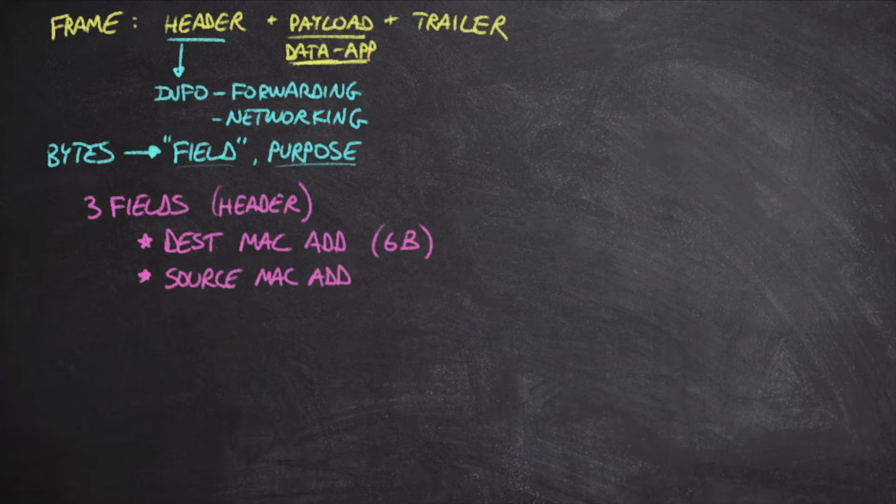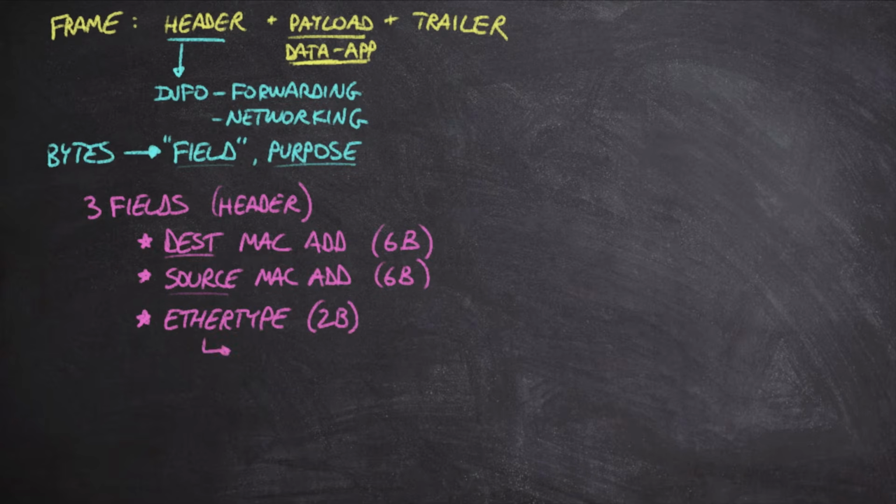This is going to be very valuable information as far as the networking devices in the middle of the network are concerned. They want to know where this frame is going. They want to know where this frame came from. And each one of those fields is 6 bytes. The only other field in the header, this third field, is known as EtherType. EtherType is an interesting field. It is 2 bytes in length. And this basically tells us what's going on inside of the payload.